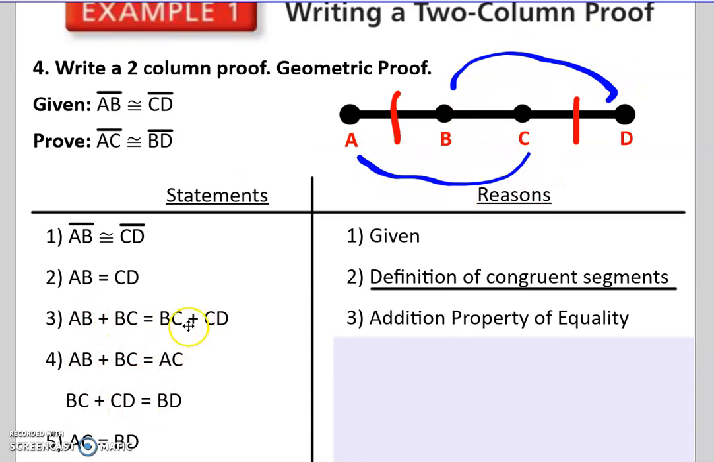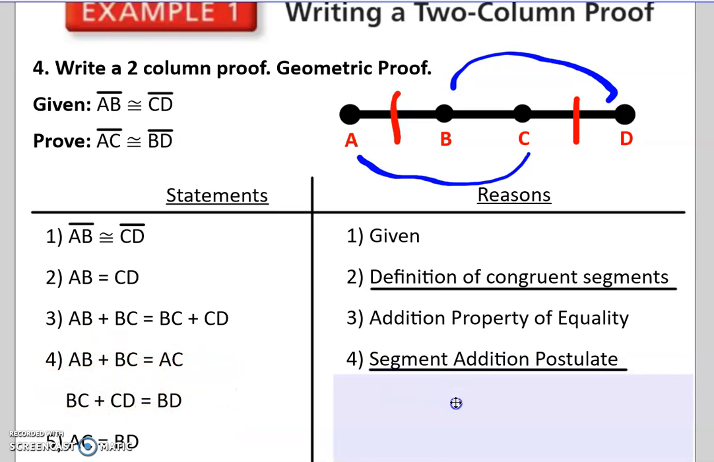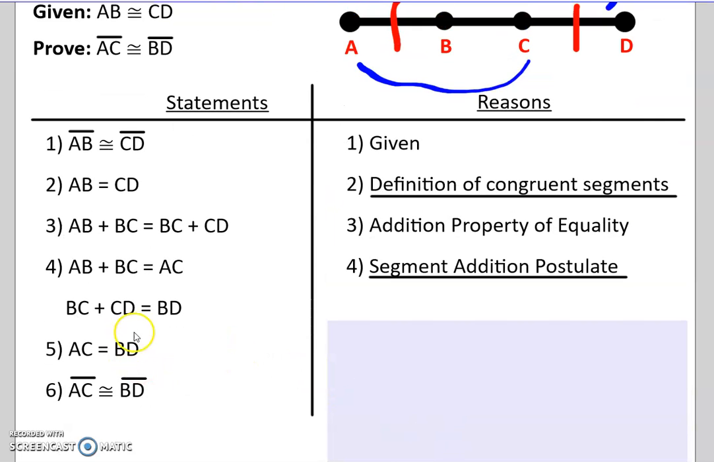So what they do next, after they added BC to both sides, then they created that AC, right? Then they said, okay, well, AB plus BC, put those two together, gives me AC. BC plus CD, put those together, gives me BD. What is this called that we know when we add two segments to give me the whole? The segment addition postulate.